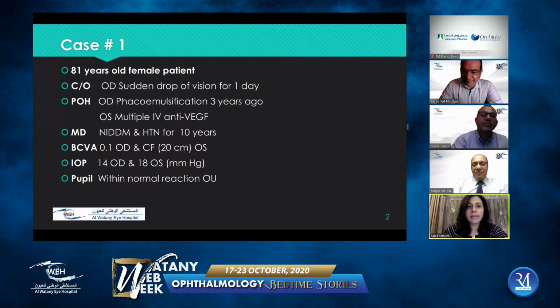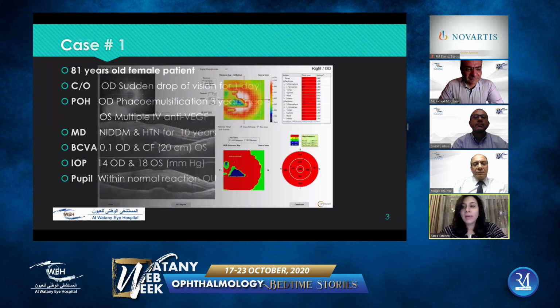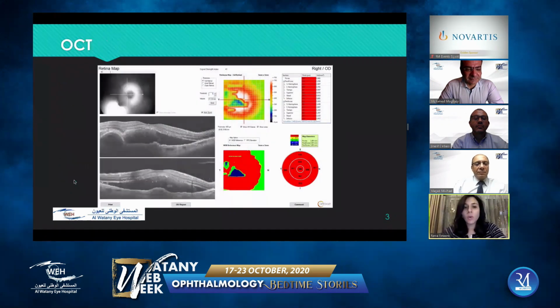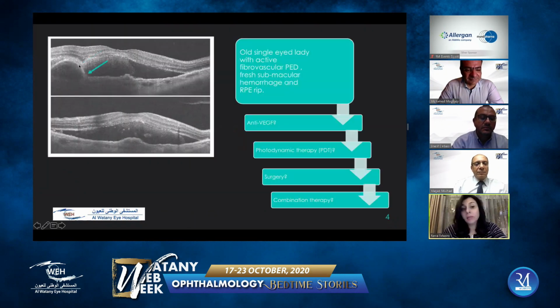My first case is a female. She is 81 years old. She came terrified, complaining of sudden drop of vision in her right eye. Her left eye is lost after multiple anti-VEGF injections. Her best corrected vision is 0.1 in the right eye, counting fingers in the left eye. And you can see the OCT showing fresh subretinal hemorrhage and fibrovascular PED with a tiny break.